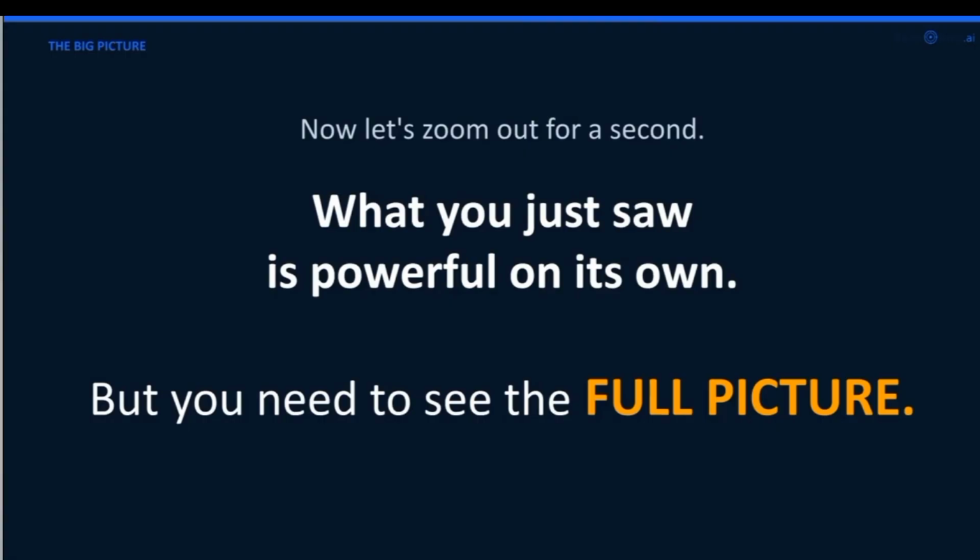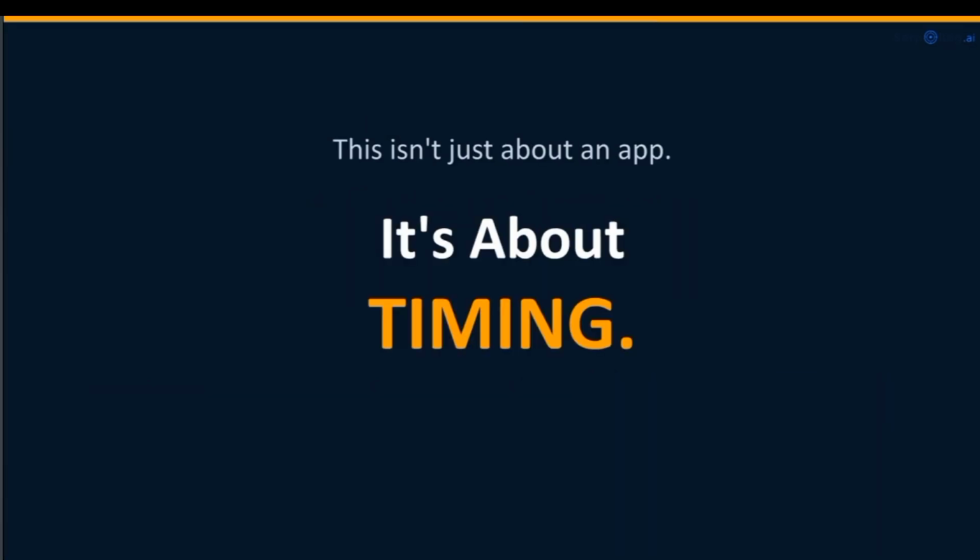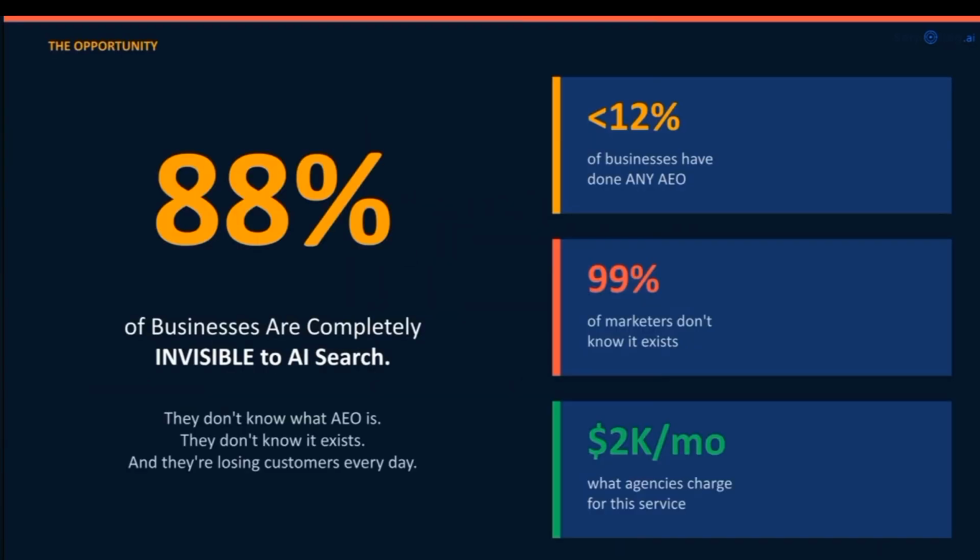And now, let's zoom out for a second, because what I just showed you is powerful on its own, but I need to make sure you understand the full picture here. This isn't just about a cool app. This is about timing. Right now, fewer than 12% of businesses even know what AEO is, let alone have done anything about it. That means 88% of businesses in virtually every niche are completely invisible to AI search. They have no idea they're losing customers every single day because ChatGPT, Claude, and Perplexity are recommending their competitors instead.